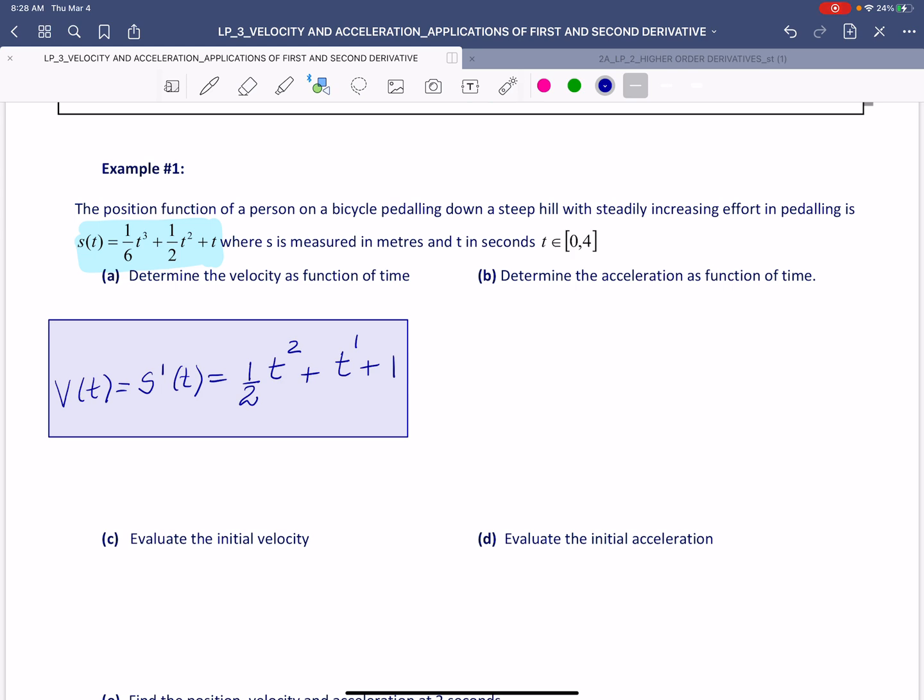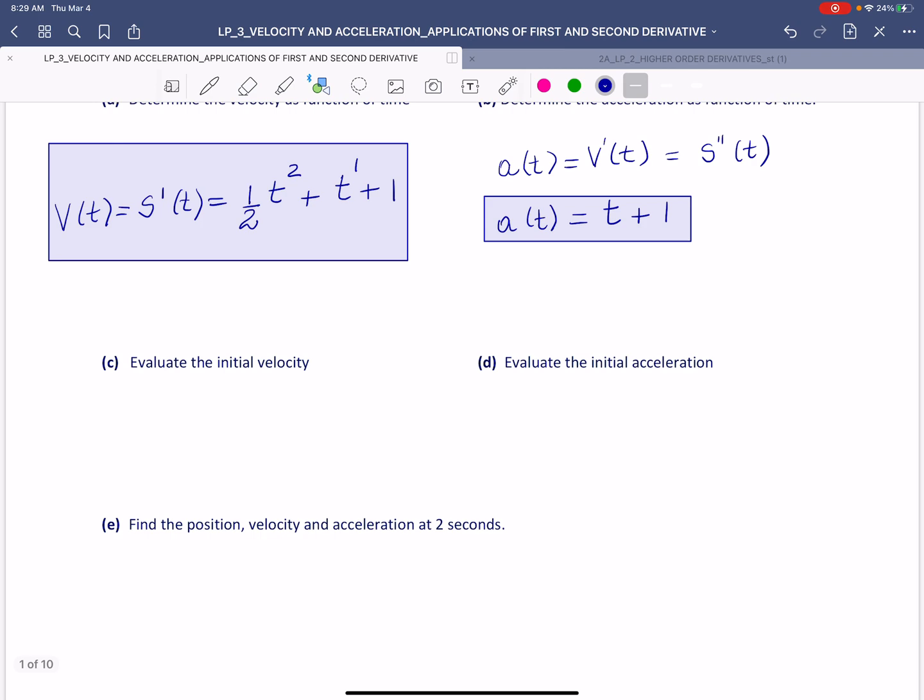Now, if we want to determine the acceleration as a function of time, we said that we are going to differentiate the function v, which can also be seen as the second derivative of position. So we'll use this equation for acceleration, and we'll say that it equals 1 over 2 times 2, which is 1, t to the power of 1 less than 2, so t to the power 1. We don't have to write power of 1. And then plus the derivative of t to the power of 1, which is simply 1, and the derivative of 1, which is 0. So the acceleration equation is a(t) equals t plus 1.